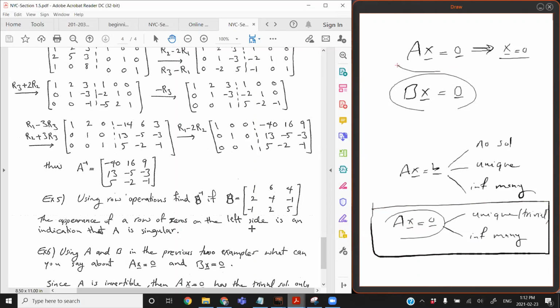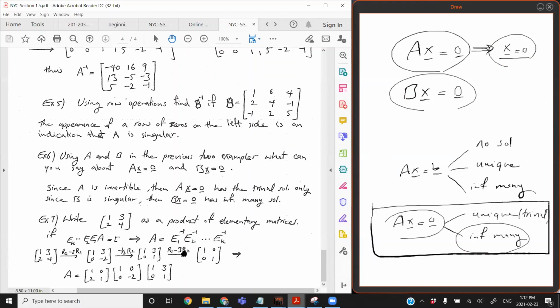So for this homogeneous linear system, since A is invertible, it has the trivial solution only according to the theorem. And since B is not invertible, this system cannot have the trivial solution only. So what's the other possibility? Infinitely many solutions. So this is what I explained here. Since A is invertible, this system has the trivial solution only. And since B is singular, that is, not invertible, this system has infinitely many solutions. Are we good?